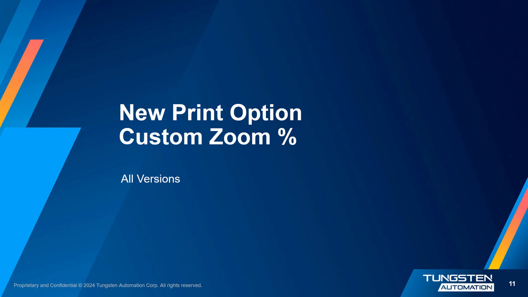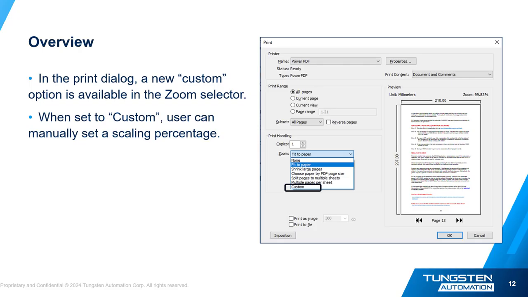Printing with Power PDF has also got a small but significant improvement. Now, printing with Power PDF introduces a new custom zoom option alongside the previous existing options. This offers the flexibility to print documents of various sizes into non-matching paper sizes.